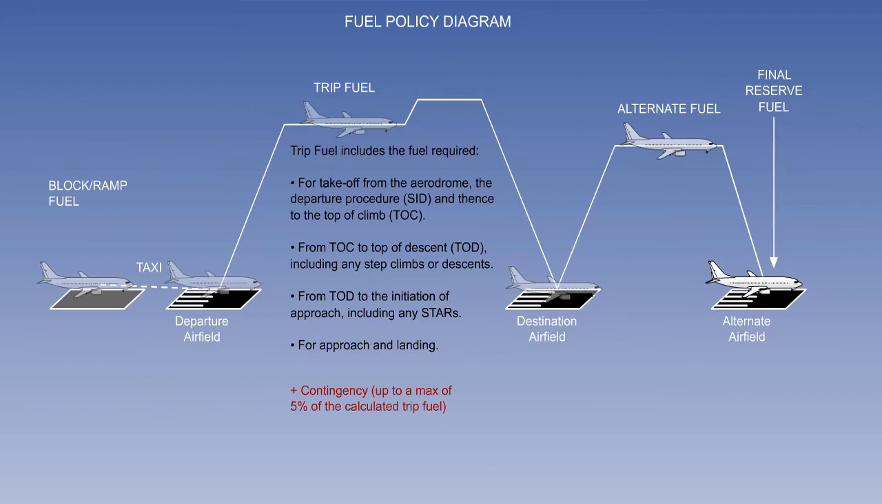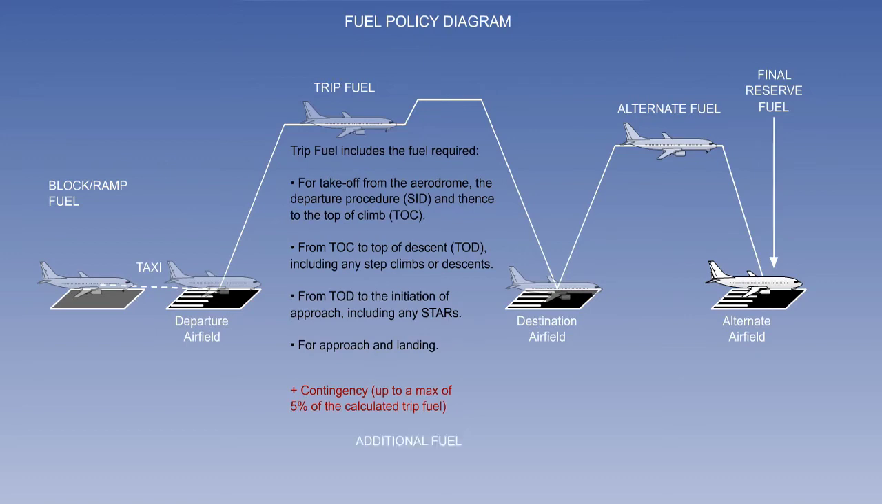reserve. The reserve fuel for a turbojet consists of fuel used in 30 minutes at 1500 feet, flying at endurance speed in ISA conditions. For a piston-engined aeroplane, it is the fuel used in 45 minutes at endurance speed.